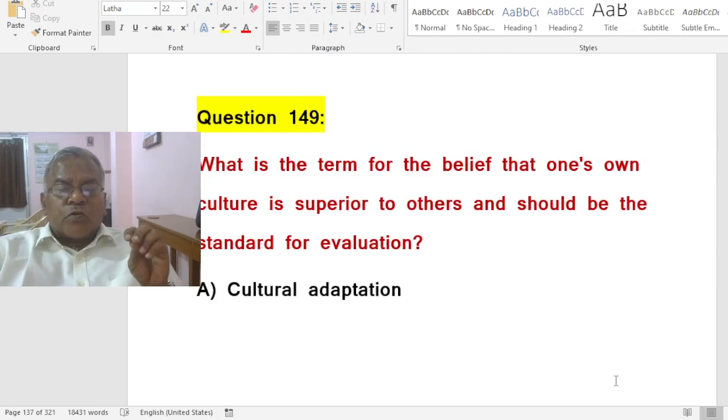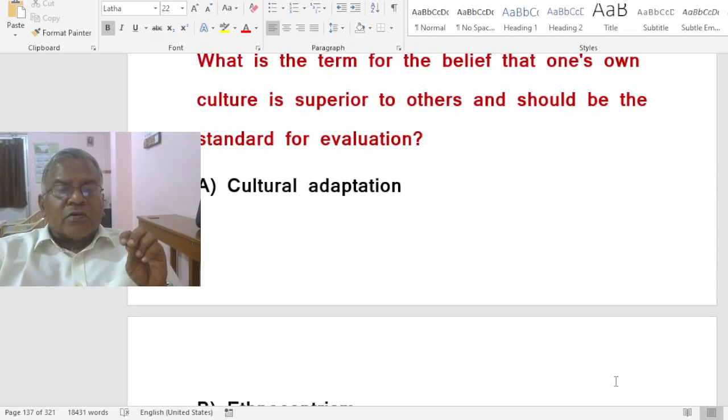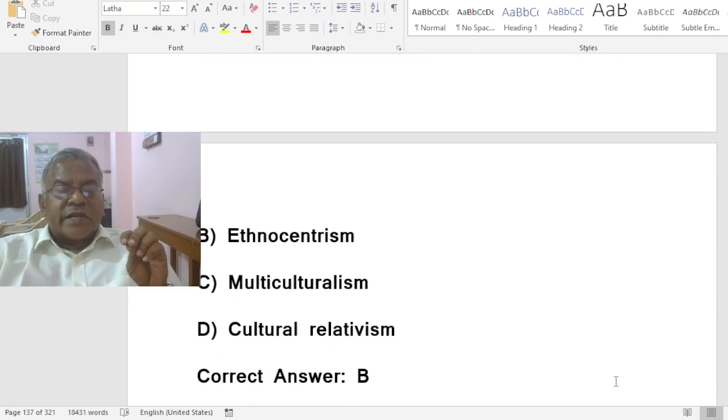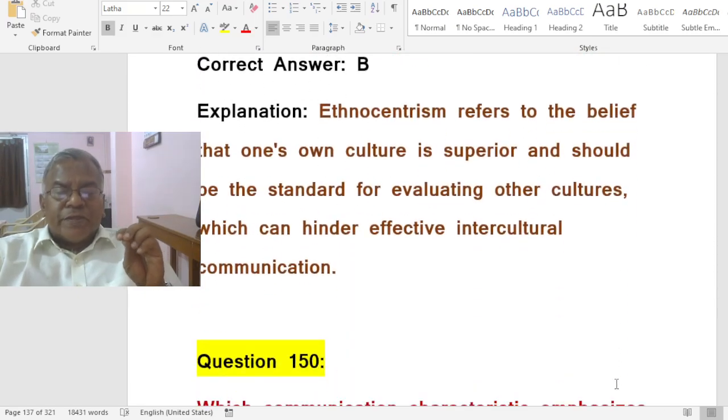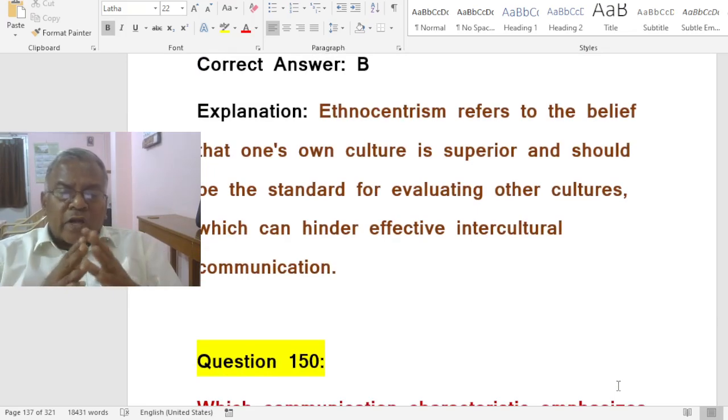The belief that one's own culture is superior to others, which term indicates that? That is ethnocentrism. Ethnocentrism refers to the belief that one's own culture is superior and should be the standard for evaluating other cultures. This can affect effective intercultural communication. I hope you understood this.